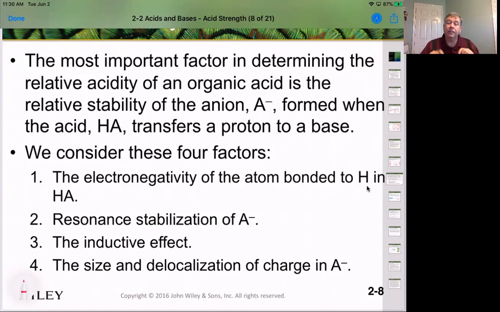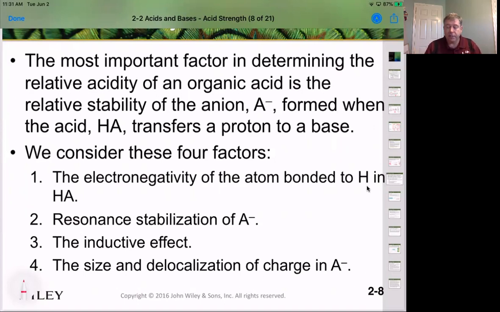We have to look at, is there resonance stabilization? Can we draw that anion over multiple atoms? If we can take that anion over multiple atoms, the resonance structure will give us stability. Then there's the inductive effect: things that are attached to the atom that the hydrogen is bonded to can pull electron density away from that atom, changing its acidity. And then we also have to look at the size and delocalization of the charge. As ions get bigger and bigger, it's easier to delocalize that charge over a larger material, changing the acidity of our system.